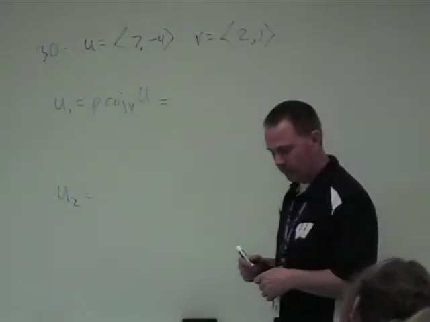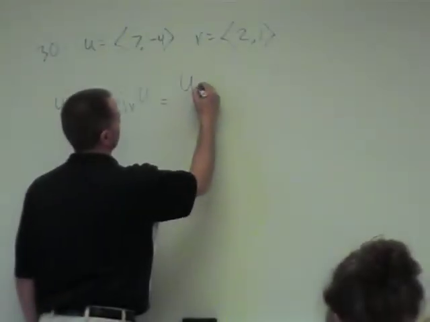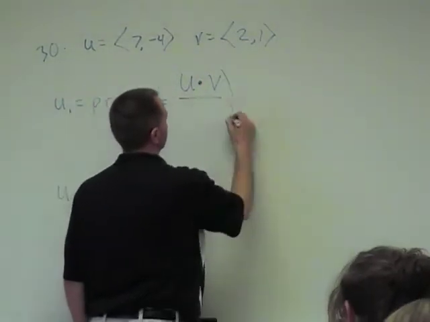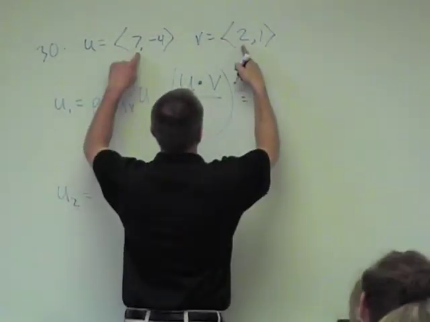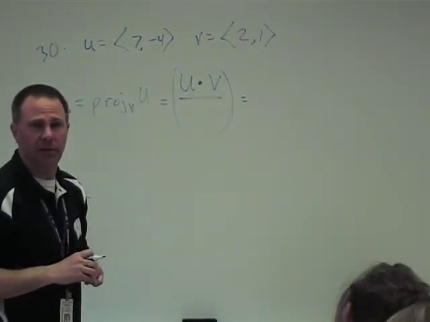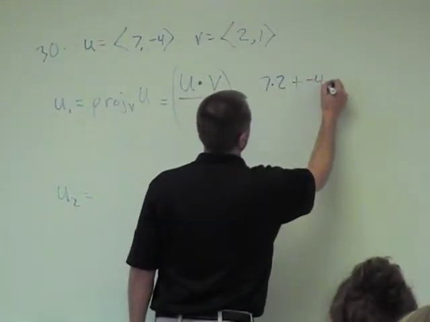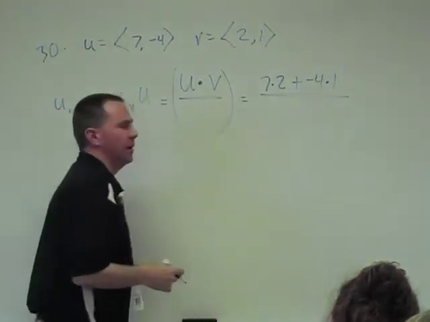Those of you who didn't do your homework obviously do not remember how to do it. Some of you who did it are struggling. So can somebody explain to me what the dot product is with these two vectors? u times v, how do you do it? Yeah, so the first entries are multiplied together, the second entries are multiplied together, then you add. So 7 times 2 plus negative 4 times 1, that's going to be my dot product.